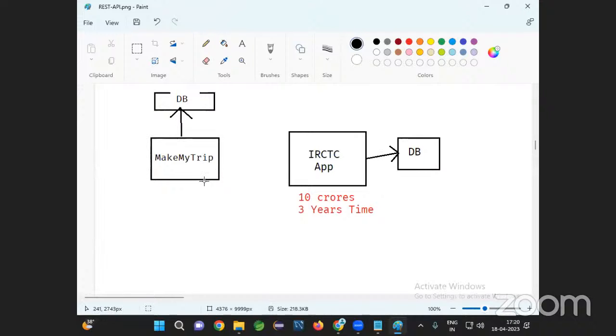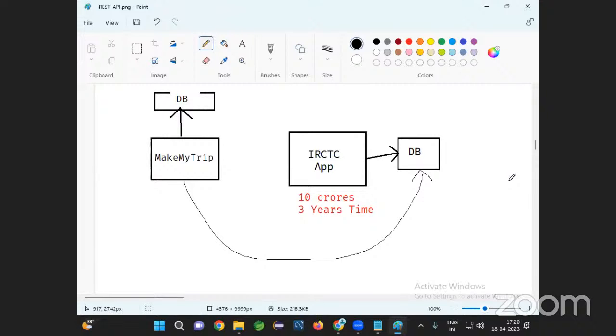Why can't we provide train ticket booking in our website? Already we are providing flights booking. We want to provide trains booking also. But IRCTC is the owner of Indian Railways. Now, if Make My Trip communicates with the IRCTC DB, is it possible? Why is it not possible?